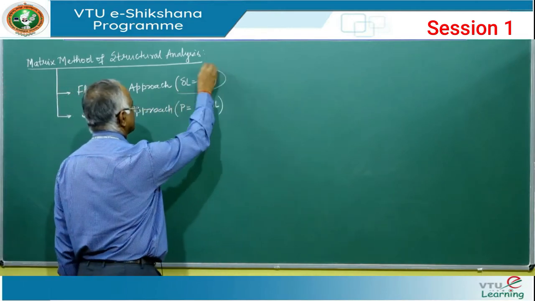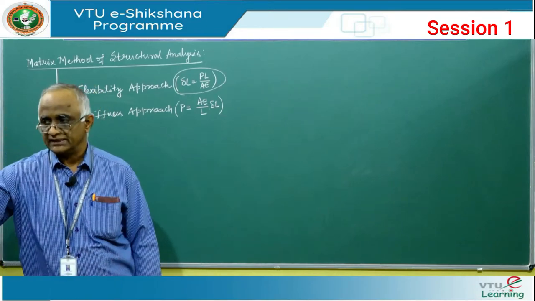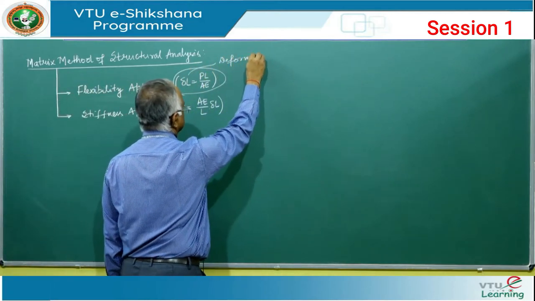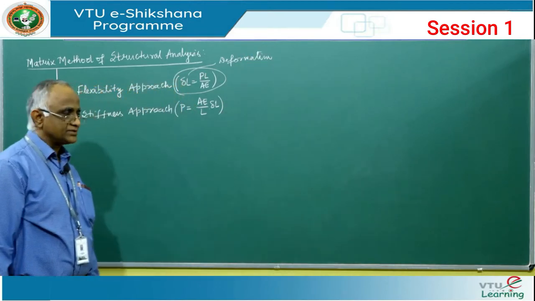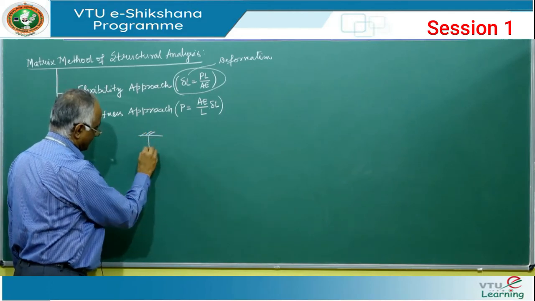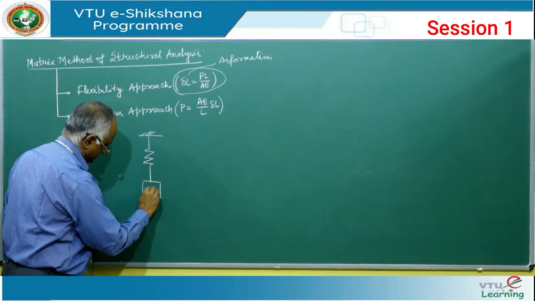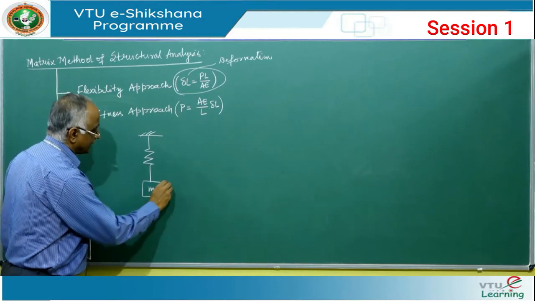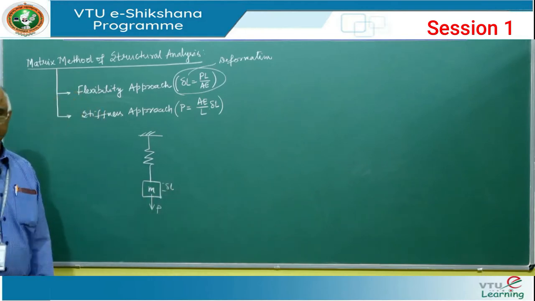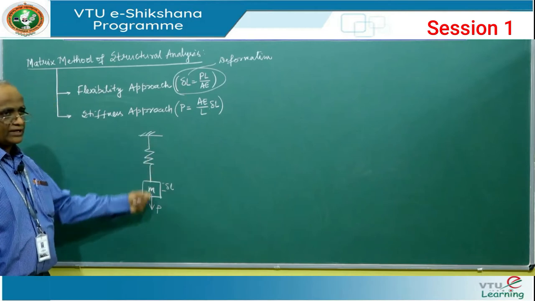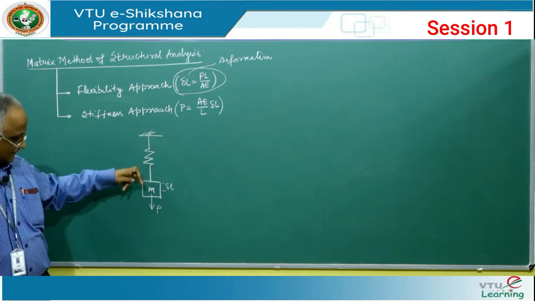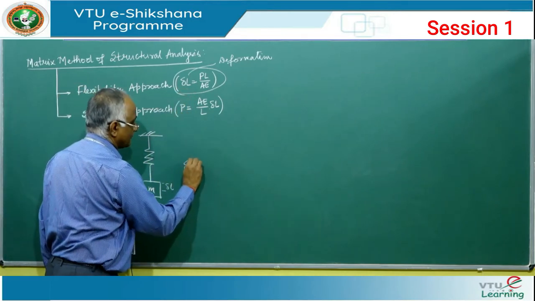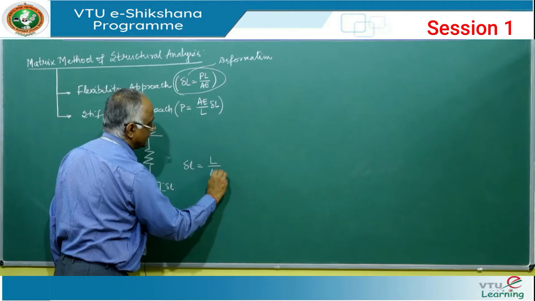For the flexibility approach, remember this equation, the basic equation of strength of materials: delta L is PL by AE. What is this delta L? This is nothing but your deformation. If you take a single degree of freedom system, wherein I take a spring connected with a mass, and you pull this spring by applying a force P, it deforms by a certain amount, we call it delta L. Why do we call it single degree? It can only vibrate in one direction. That's why we call it a single degree of freedom system. So P is applied, it moves through an amount of delta L. That can be calculated using the basic equation of deformation from strength of materials: delta L is L by AE into P.